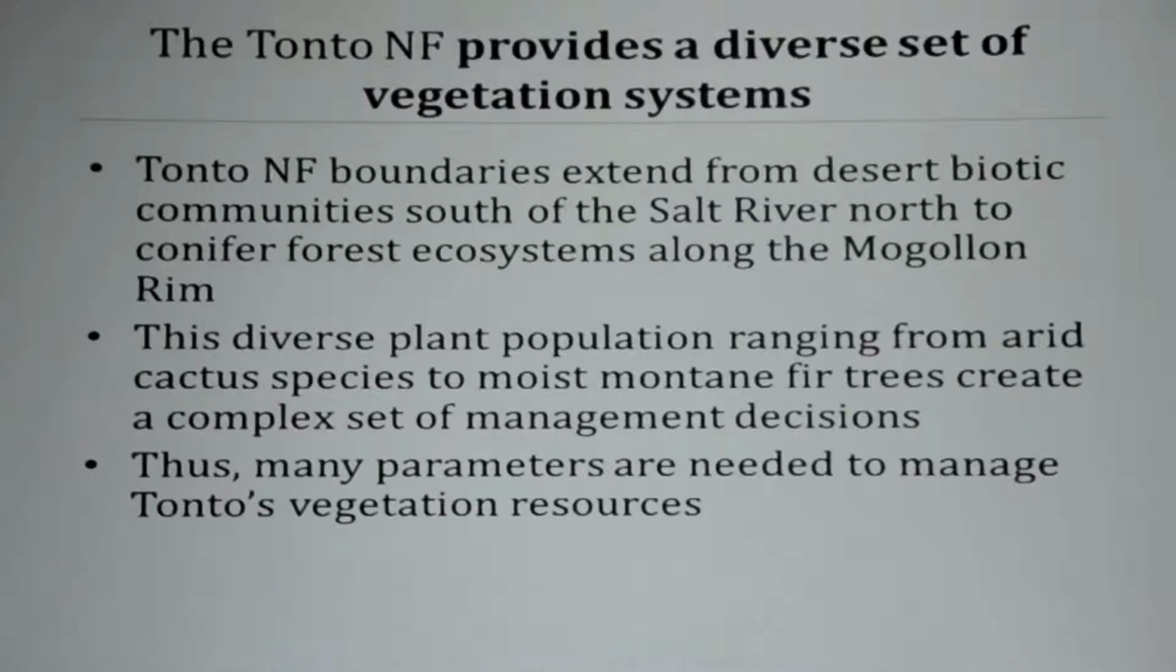Tonto vegetation borders extend from south of the Salt River, desert community, all the way north to the Mogollon Rim into conifer country, moist conifer country, a change of several thousand feet doing that. As we've noted before, we have a tremendous amount of habitat differences with that kind of span of environment.